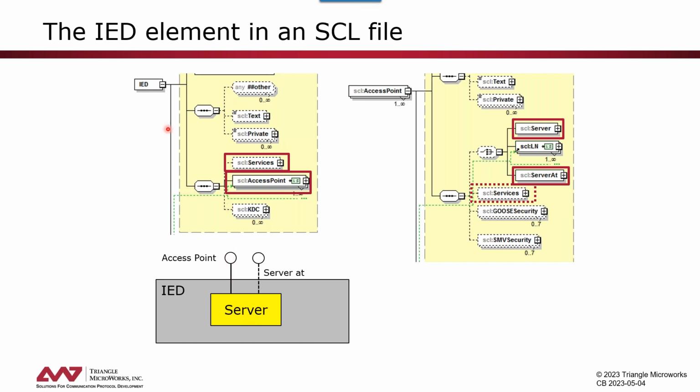And in our SCL model, that's modeled as a hierarchy where we have the IED with the access point. We also have a section that defines the services, which defines the capabilities. We will see that later in an example. Under the access point, we have our server that then provides the complete data model of the IED.